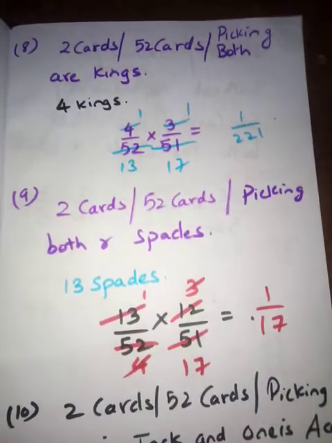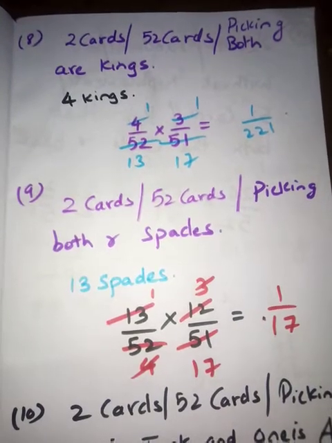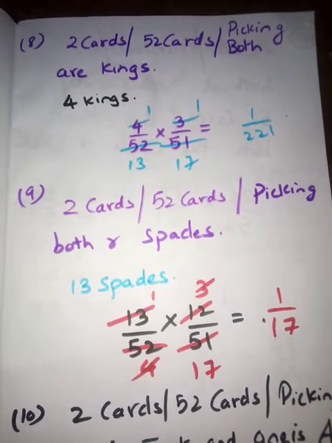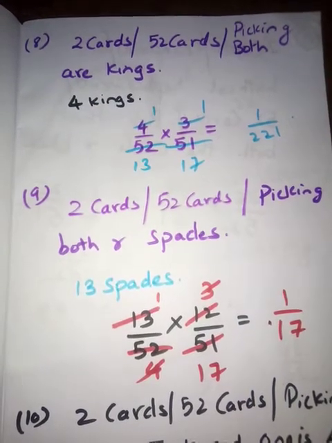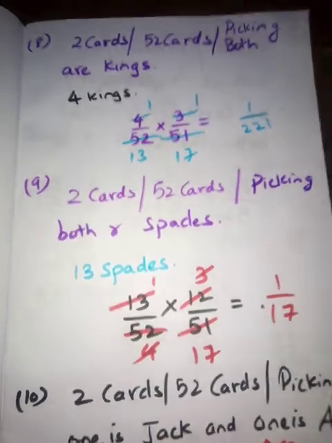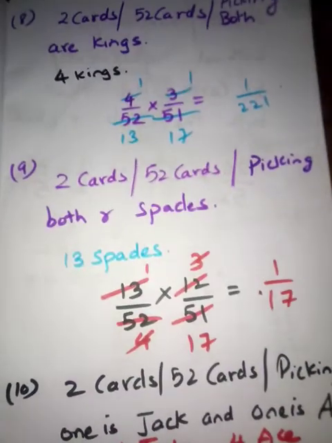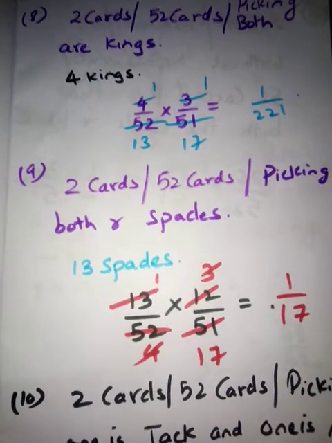So directly, if you go to the question, it is 4 out of 52, that is 1 by 13, into 3 by 51. You can cancel it with 4. 4 by 52 is 1 by 13, into 3 by 51 is 1 by 17. 13 into 17 is nothing but 221. So 1 by 221 will give the answer.